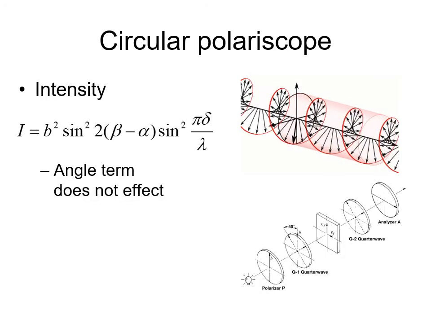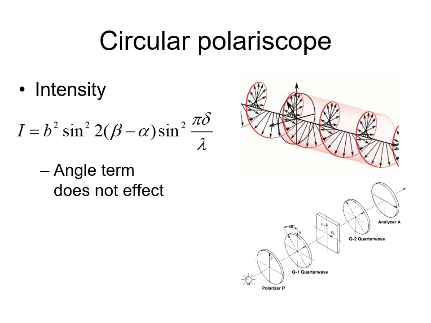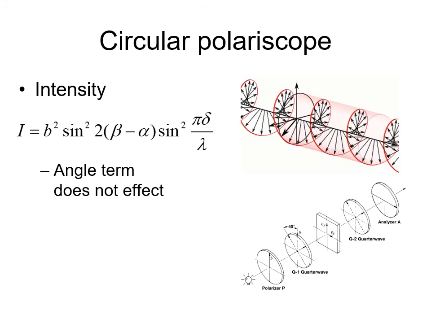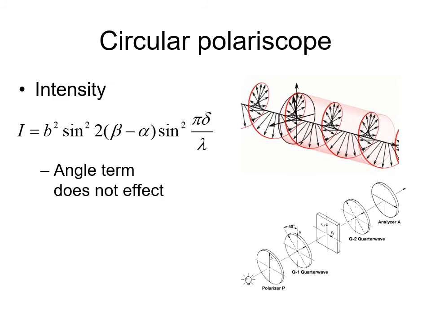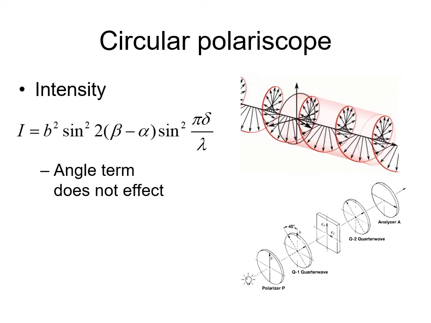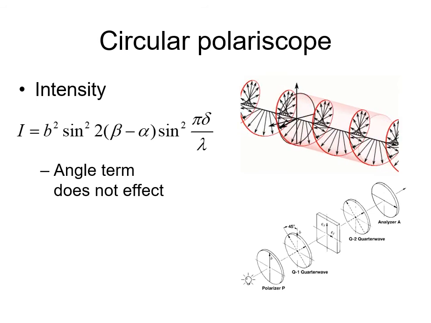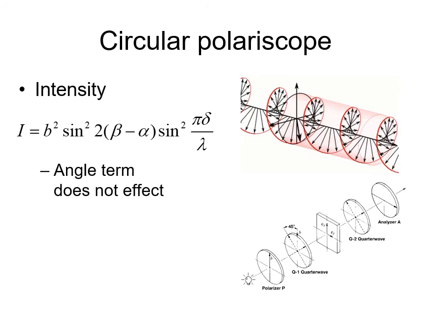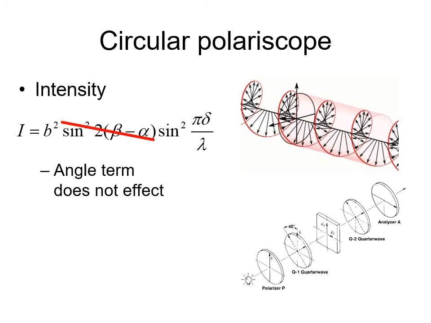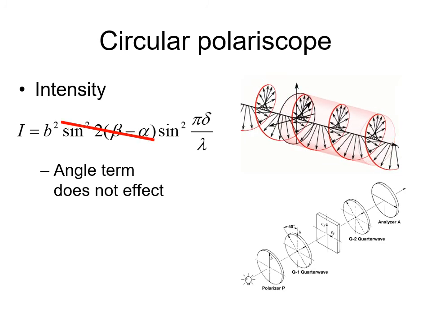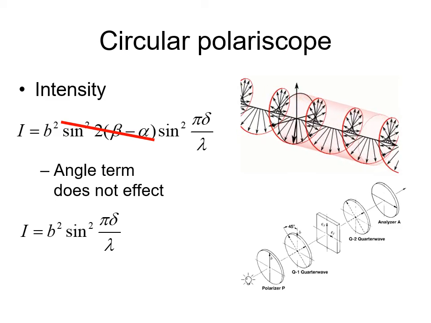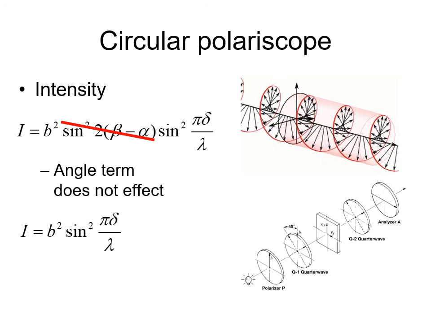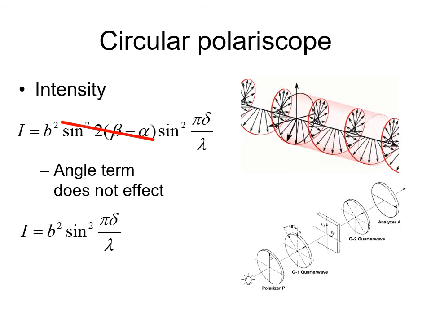So now if we go back to our intensity equation here, again we recall that I is equal to b squared times the sine squared of 2 times our beta minus alpha here times sine squared of pi delta over our wavelength. While our angle term does not affect, so we can cross that out. Cross this out here, and what we end up with is this relationship down here where I is equal to b squared times sine squared of pi delta over our wavelength there.